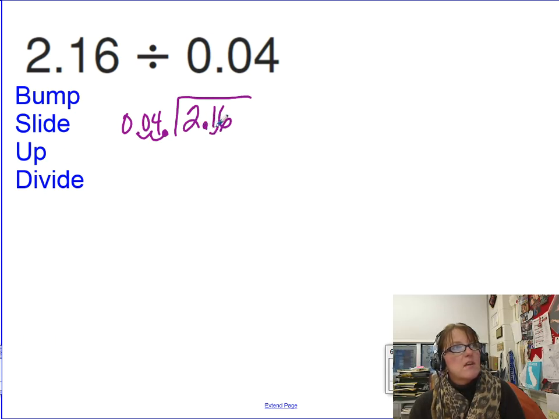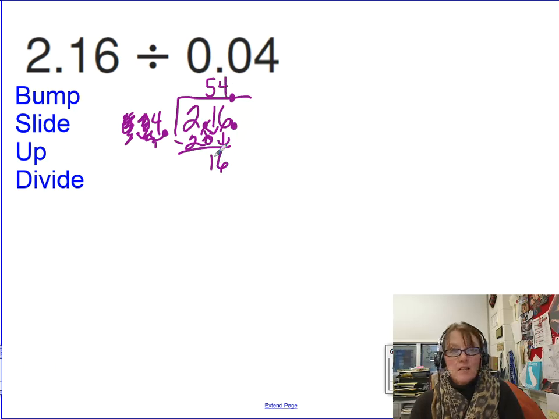So do the same thing, 2 spots. Cross that out now and bring it on up. So I bump, slide, put it up, and now divide. Okay, it's helpful to me. Now I cross out the zeros because now it's plain old 4. Easy. 4 goes into 2? Nope, it does not. 4 goes into 21 5 times. That gives me 20. I subtract, and then I have a 1 and bring down the 6. 4 goes into 16 4 times. I get exactly 16.